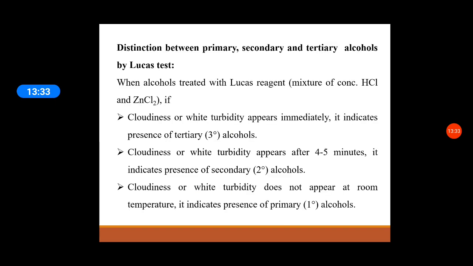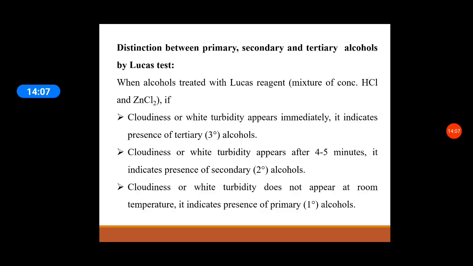How to distinguish these primary, secondary and tertiary alcohols then? One test is the Lucas test. So the Lucas test is done by using Lucas reagent with the alcohol. What is Lucas reagent? It is a mixture of concentrated HCl and anhydrous zinc chloride. Actually, it is dry HCl gas and anhydrous zinc chloride. This mixture is called Lucas reagent.